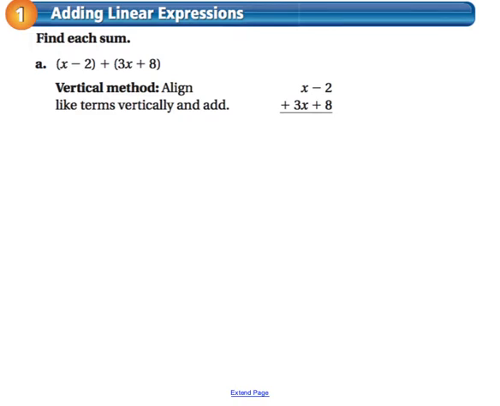Okay, to find sums, there's two methods. First, the vertical method. You can stack and add, lining up like terms. So right here we have the constant terms, negative 2 and 8 make 6. Then we have the x terms, x and 3x make 4x, giving us the answer 4x plus 6.